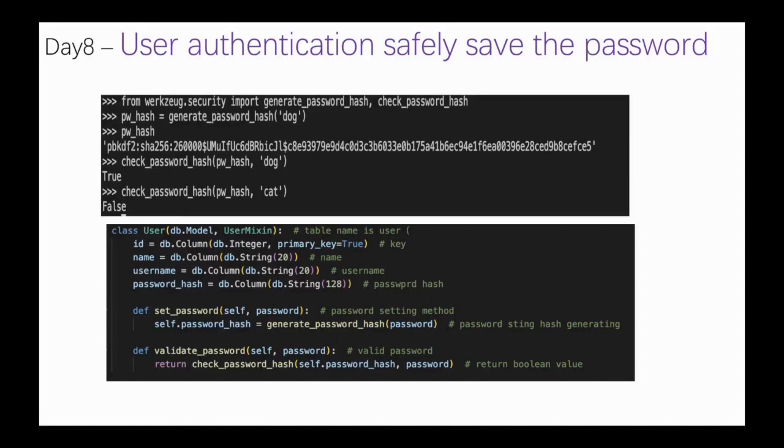So it's very simple. Of course, we have added some new functions, so we need to change the database table structure, I mean the user's structure. For example, we inherit from UserMixin, and we have added the password hash to the table. We have also added a set_password method for password setting, and a validate_password method, which checks whether the password matches the hash. If it matches, it will return true.